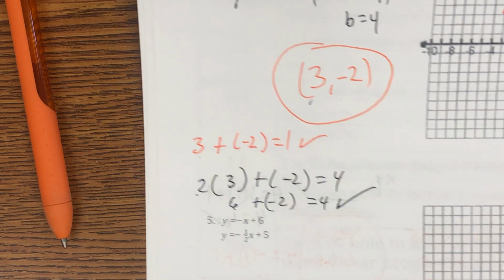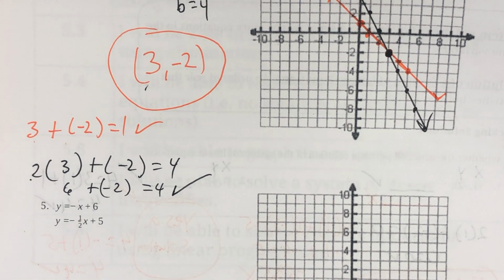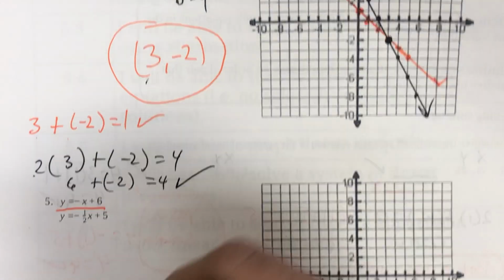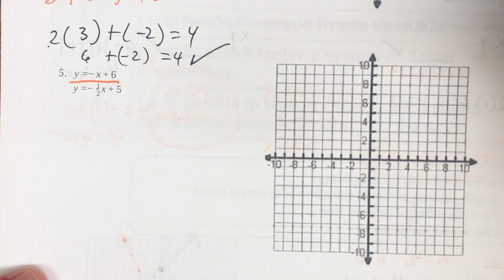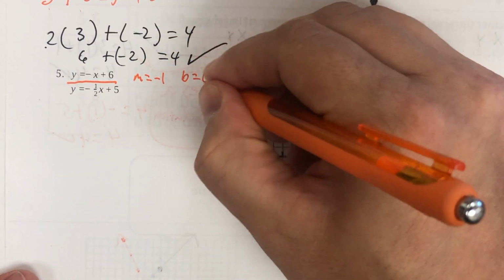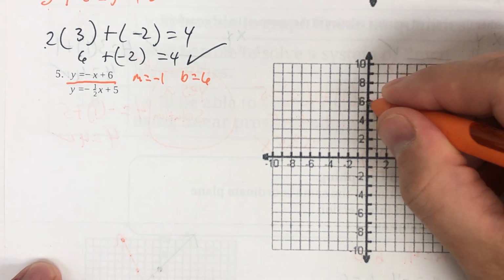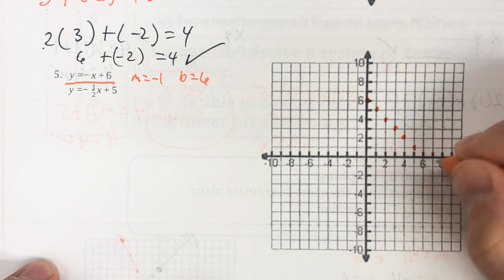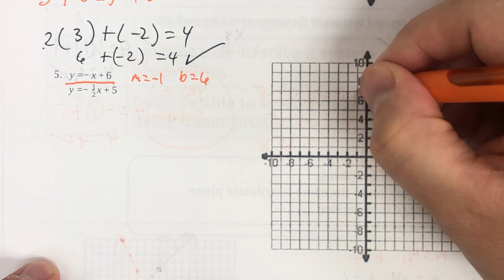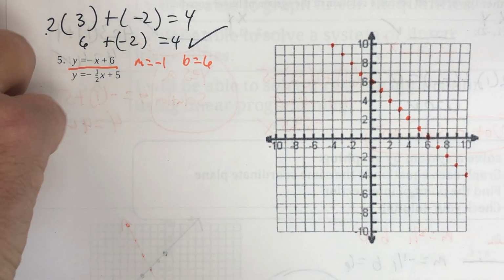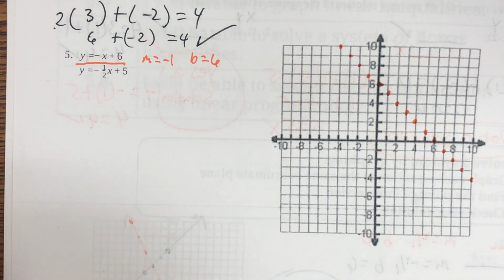Okay? Last one here. All right, top line again. We'll do that one in orange. y is already isolated. So identify our slope and our y-intercept. Our slope, m equals negative 1. b is equal to 6. Plot this point, 6. Down one, right one, down one, right one. Fill in the whole graph for these ones. We need to know where it intersects. Okay, take out my straight edge. Draw a nice straight line.